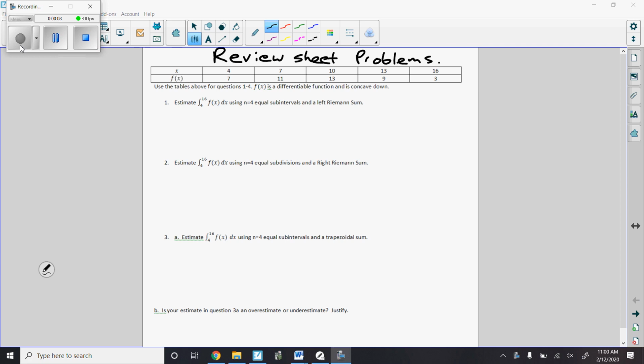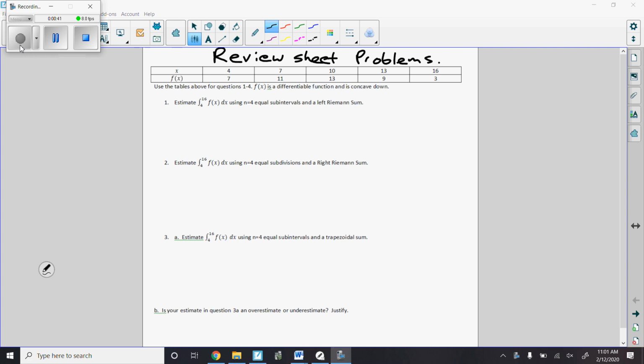I tried to just choose kind of a random smattering of some of the problems on here, especially ones that involve justifications. Okay, so I want to focus on question 3 here, parts A and B. What we have is a table above us that was given in the prompt. If we look at the x values in this table, we see that they increase by the same amount each time. So we've got equal subdivisions here.